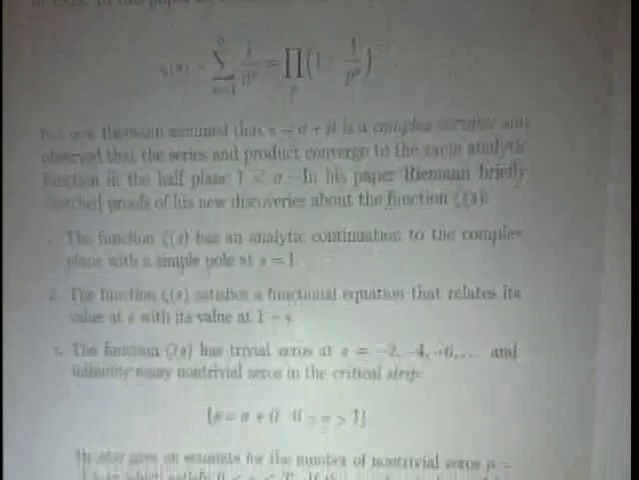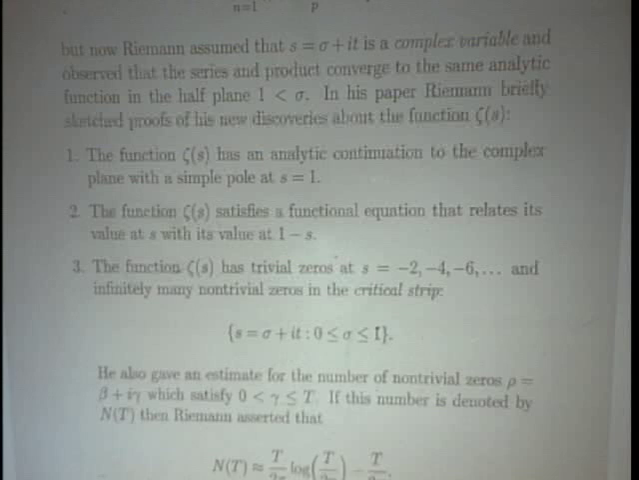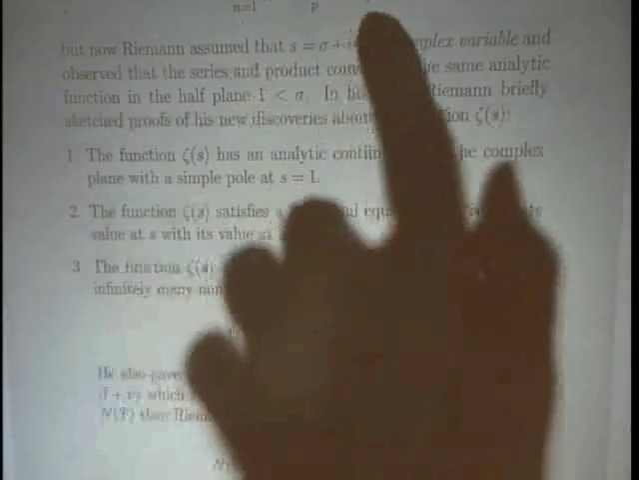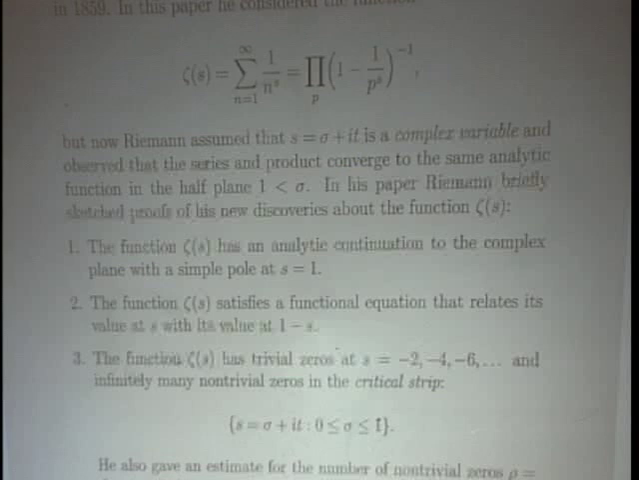Riemann made a number of discoveries about this function of s, which he called zeta of s. That name has also stuck. Indeed, this is universally known as the Riemann zeta function. The first observation was that the infinite series up here and also the infinite product converge now when the real part of the complex number s is greater than 1.